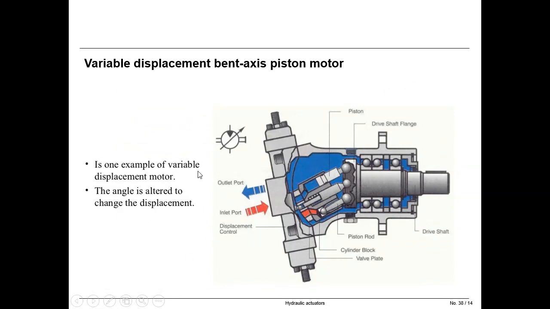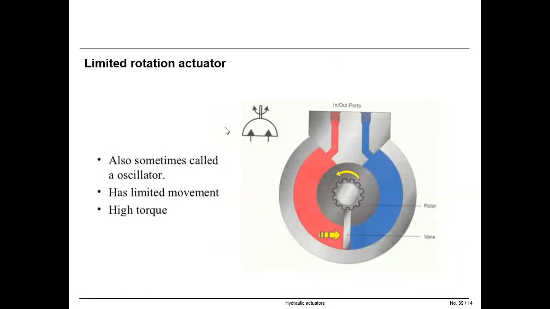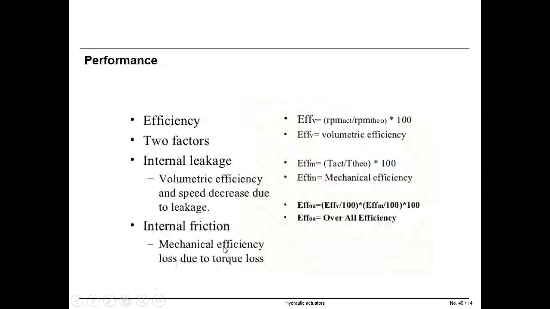In one example of a variable displacement motor, the angle is altered to change the displacement. That means the angle of this plate here. You see this arrow is adjustable, in one direction. And here, limited rotation actuators, that means semi-rotary actuators. This is the moving part, the vane can move in that direction or in that direction. Also sometimes called oscillator, it has limited movement, high torque, and so on.